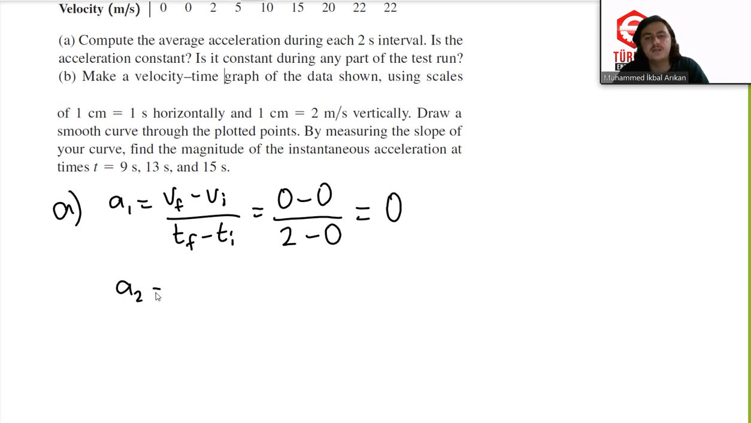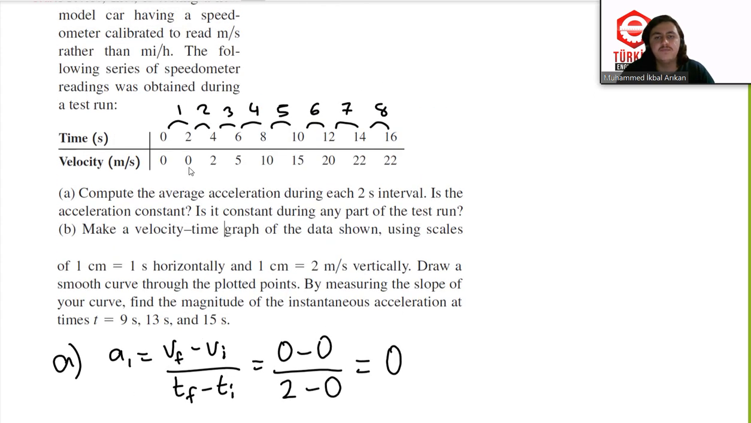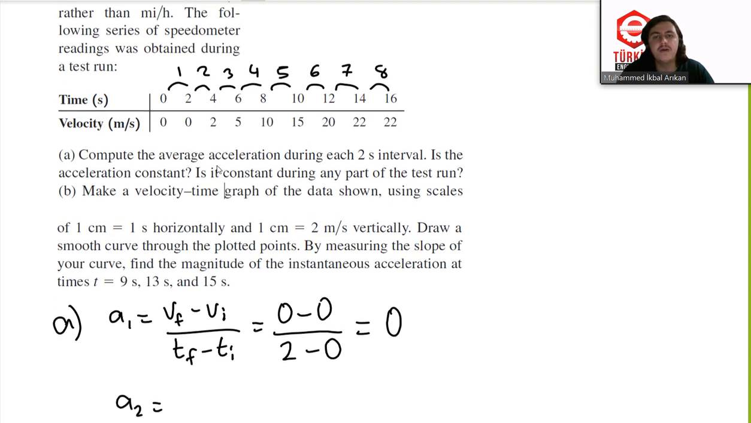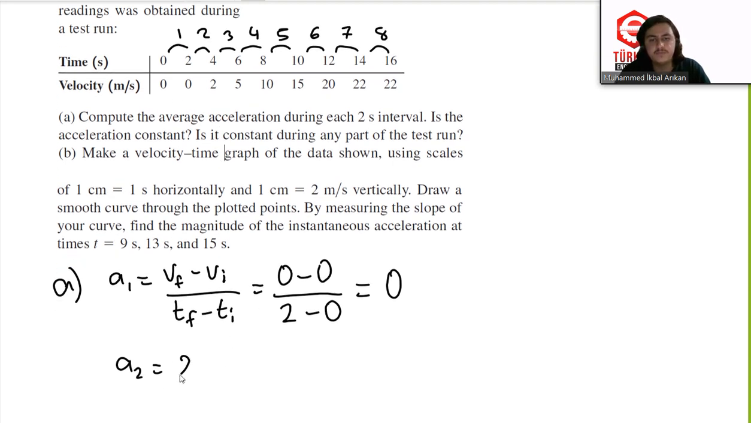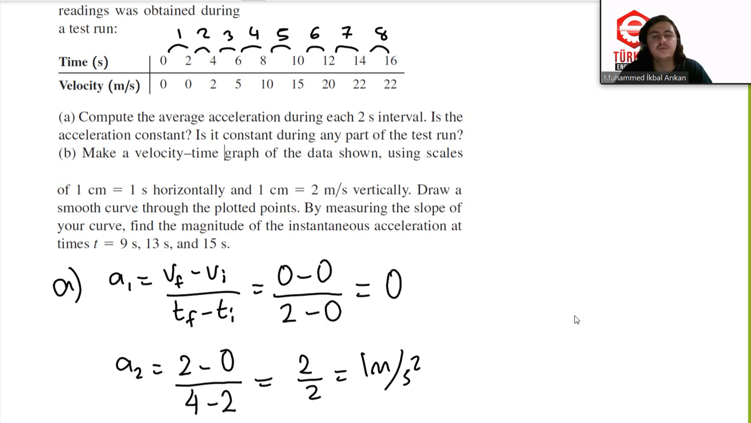What about the second interval? It will be the same formula. Velocity has changed in this interval, as you see. So my final velocity is 2 and initial velocity is 0. My final time is 4 and my initial time at this point is 2. So I will get 2 divided by 2, which is 1 meter per second squared. Okay. What about the third interval?